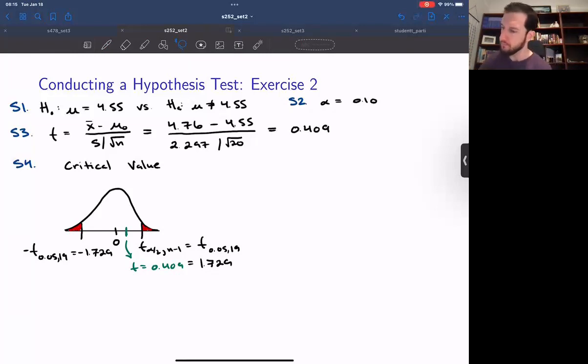All right. Okay, so we can also take the p-value approach.